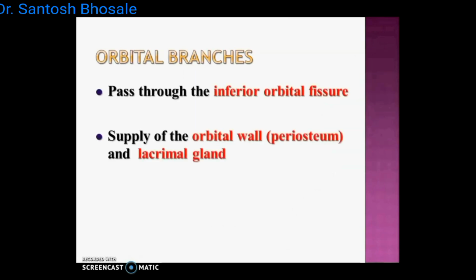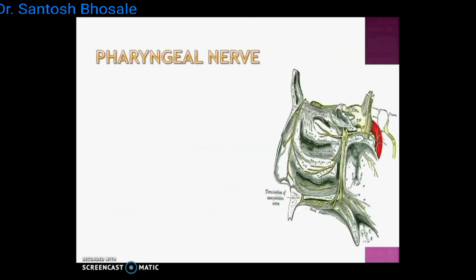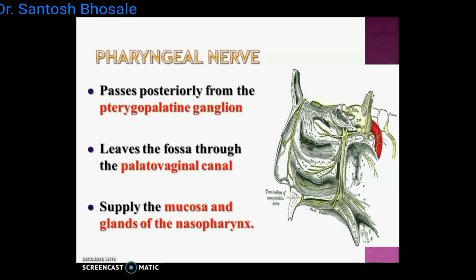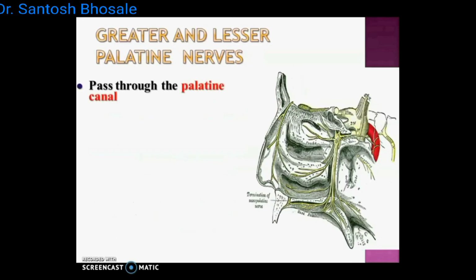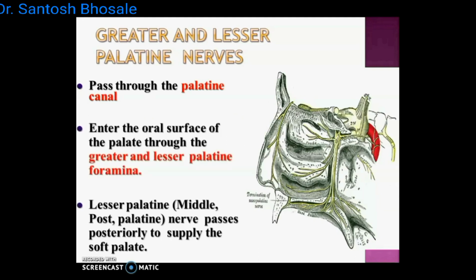Coming to the orbital branches, they pass through the infraorbital fissure. They supply the orbit and lacrimal gland, with secretomotor fibers to the lacrimal gland. Here you can see the pharyngeal nerve. It passes posteriorly behind the ganglion and via the palatinovaginal canal and supplies the nasopharynx. Whereas the greater and lesser palatine nerves come via this canal in the floor that you have seen and supply the nose and also the soft palate and hard palate. You can see how they distribute there.